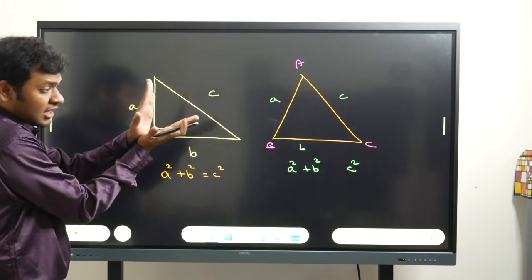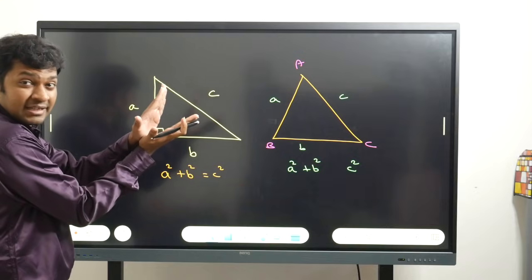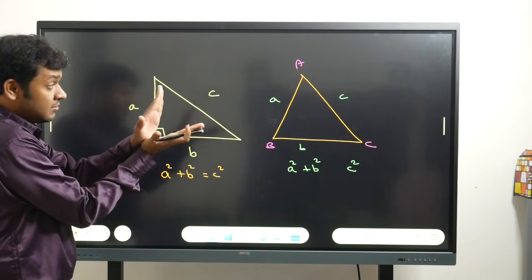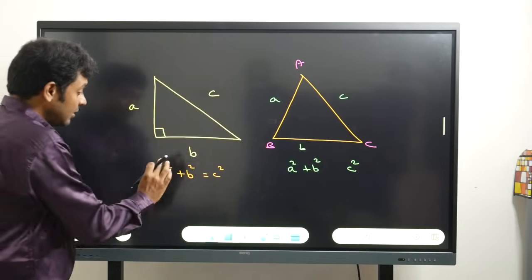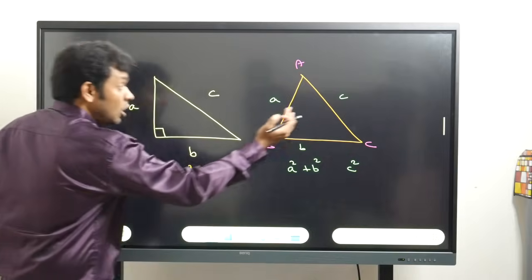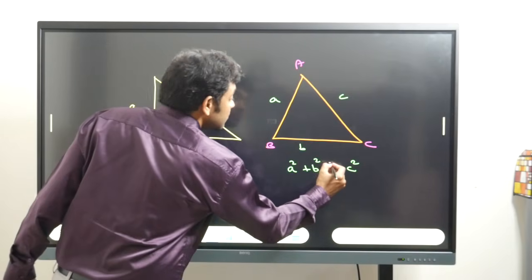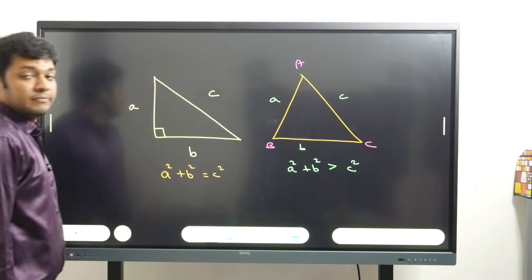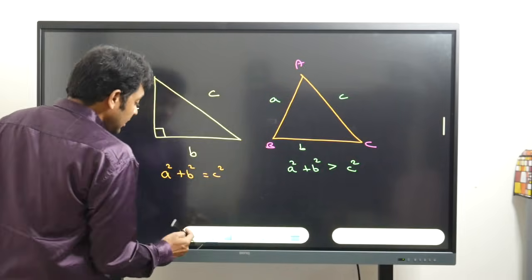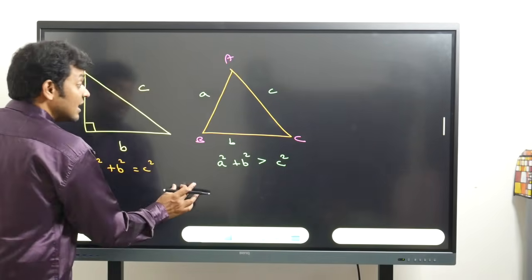If I have to make it an acute angle triangle, can I say the length of C is decreasing? A and B remain the same. C is actually decreasing. So my A square plus B square will not be equal to C square. My A square plus B square will be greater than C square. So if it's an acute angle triangle, A square plus B square is greater than C square.